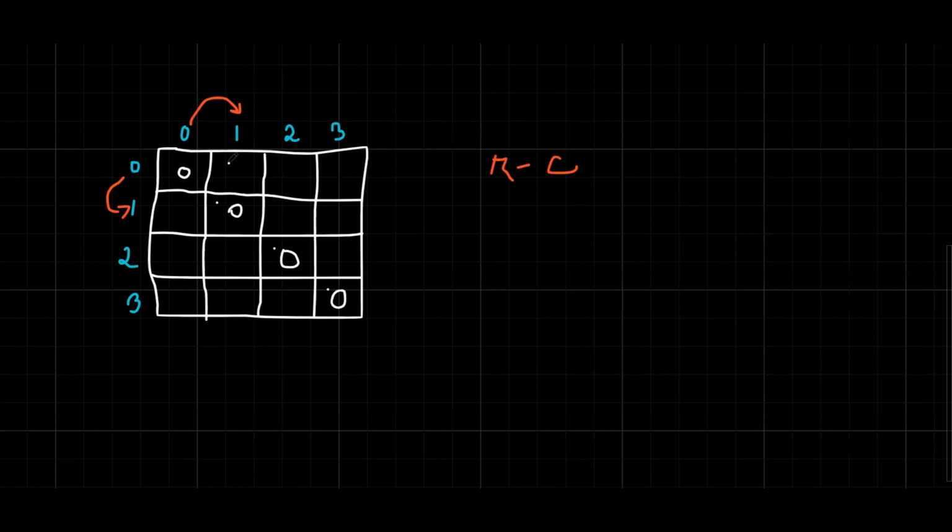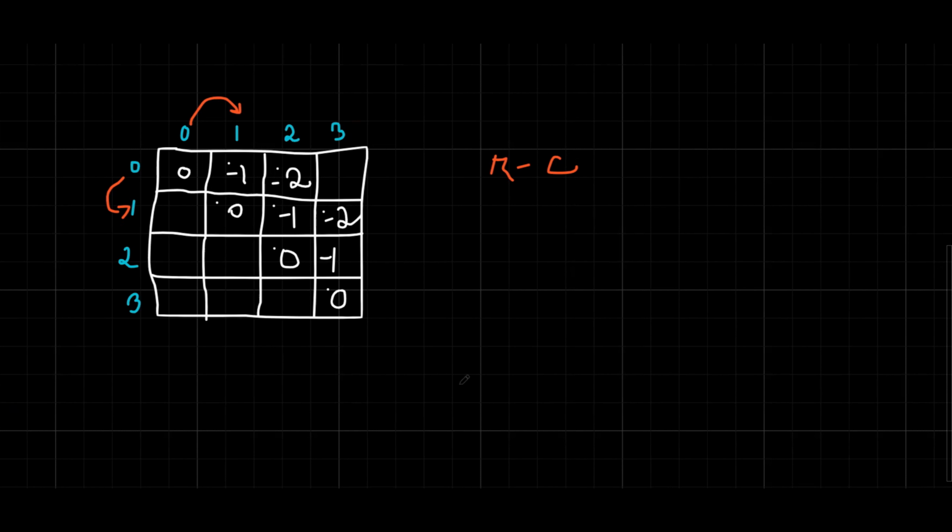Again, for this cell, row minus column is 0 minus 1, which is minus 1. For this, 1 minus 2 is equal to minus 1. For this, 2 minus 3 is equal to minus 1. Again, for this diagonal, the row minus column for this value is 0 minus 2, which is minus 2. And for this, 1 minus 3 is minus 2.